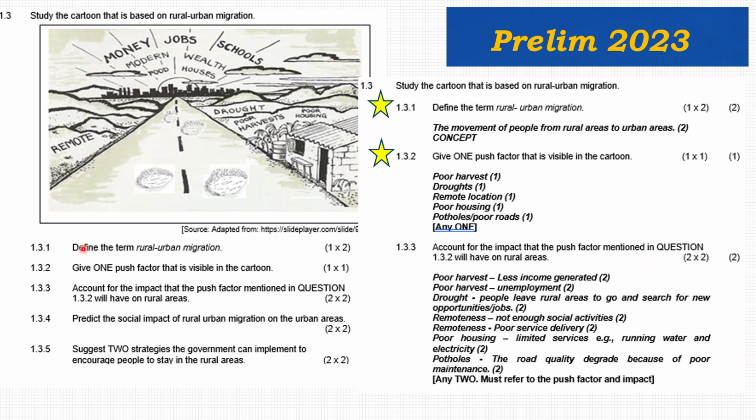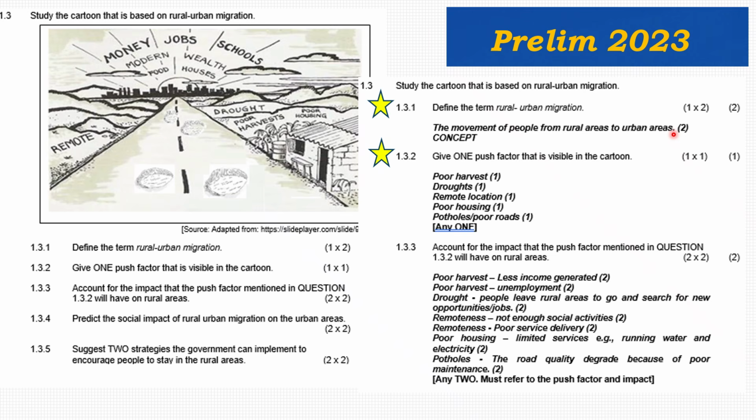1.3.1, define rural urban migration. It is the movement of who? Of people from where to where? From rural areas to urban areas. Don't say movement from rural areas. Movement of people from rural areas to urban areas. You get your 2 marks.